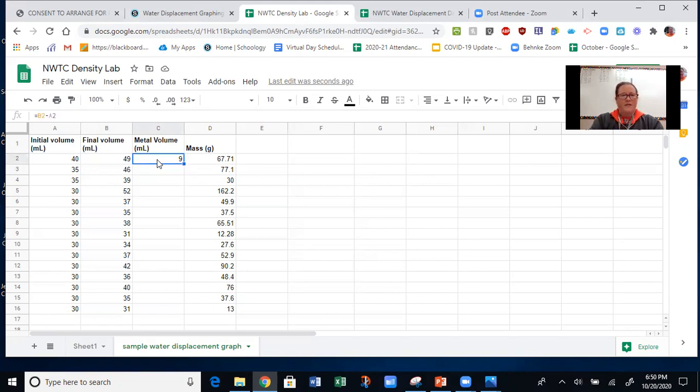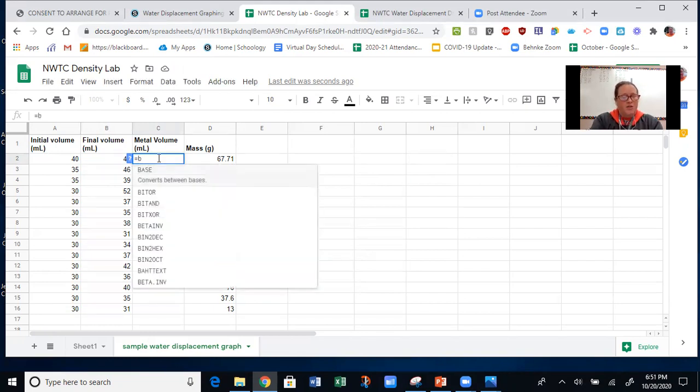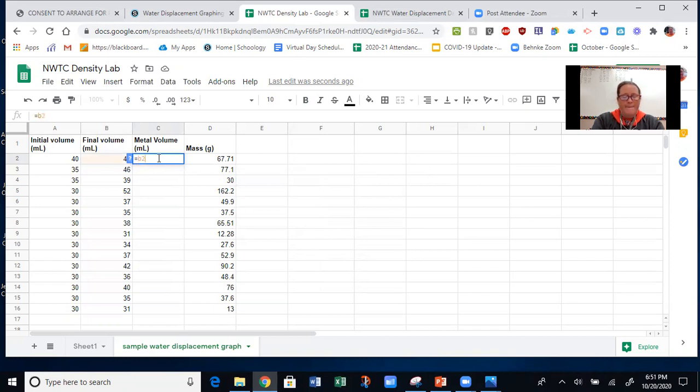So again, I type in an equals sign to let it know that we are going to use this to perform a mathematical operation. Equals B2 minus A2, enter, and we get 9. Now, the really handy thing about this is you don't need to do that each time.